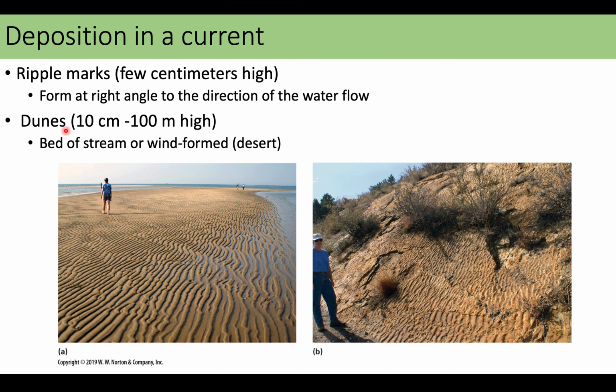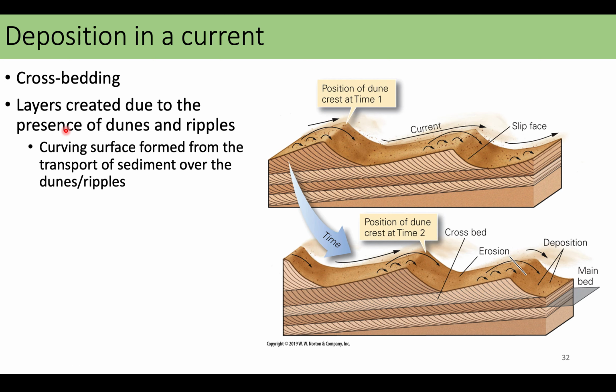So this would be formed from the bed of a faster moving stream or formed from the wind, for example, in a desert. That we would call dunes. So in a current, we end up with what we call cross-bedding deposition. So the layers that are formed of this sedimentary rock are created because there are dunes or ripples.